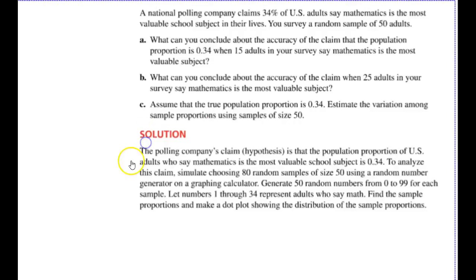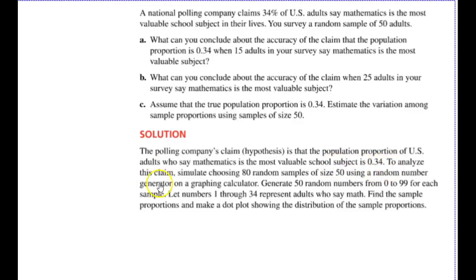Then, what can you conclude about the accuracy of the claim when 25 adults in your survey say math is the most valuable subject? Then I'm going to assume that the true population proportion is 0.34. So estimate the variation using sample sizes of 50. The first thing I want to think about, as I looked at in previous sections, is that I'm looking at a claim, so I'm also dealing with a hypothesis. The hypothesis is that the population proportion of U.S. adults who say mathematics is the most valuable school subject is 0.34.